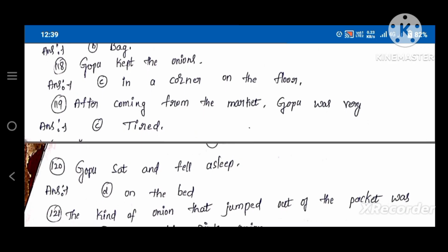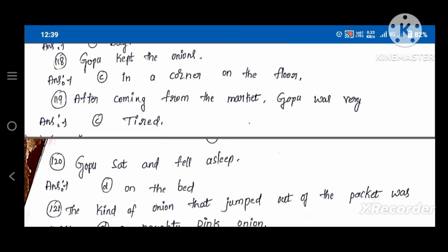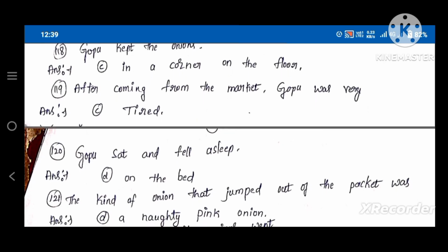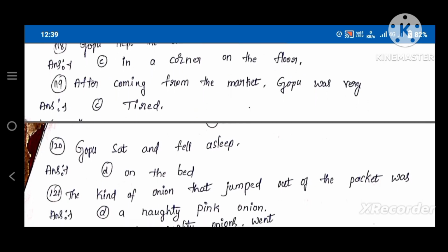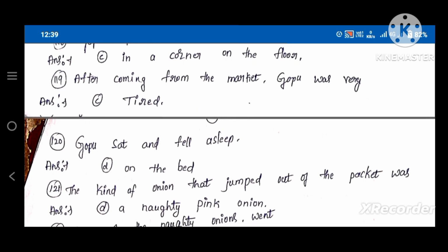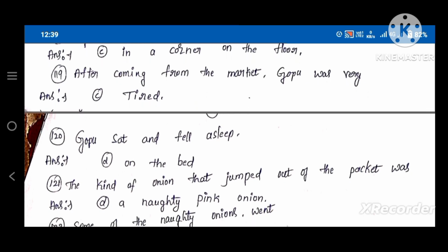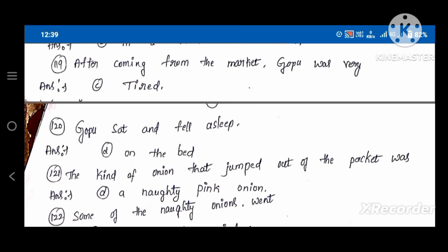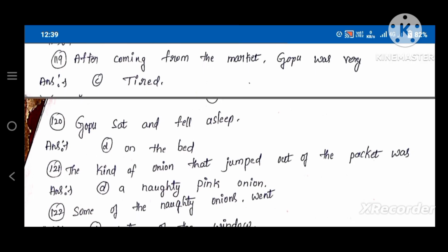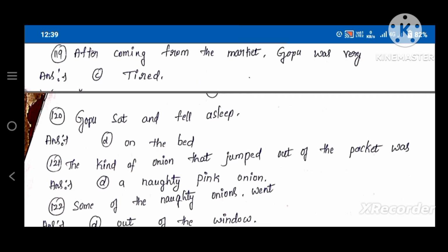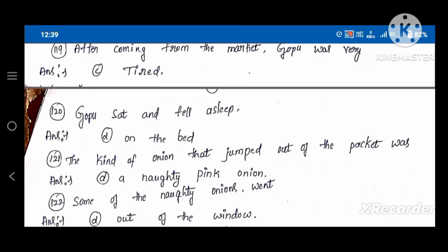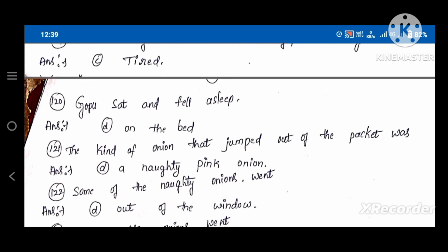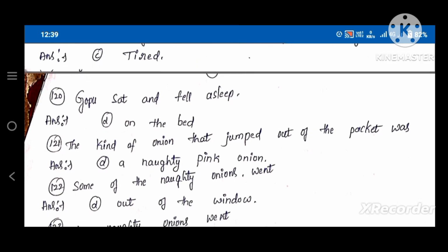Gopu kept the onions in a corner on the floor. After coming from the market, Gopu was very, answer is C, tired. Gopu sat and fell asleep on the bed. Answer is D, on the bed. The kind of onion that jumped out of the packet was D, a naughty pink onion. Some of the naughty onions went, answer is D, out of the window.